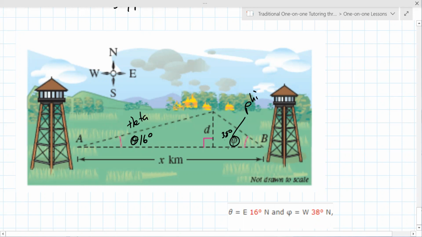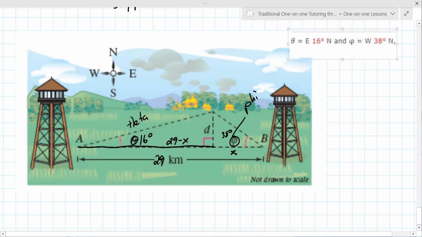Okay. They're 29 kilometers apart. So actually the mistake here, you've got to pick one of these as X and the other as 29 minus X. So let's call this one X. And then this other length from A to this midpoint is 29 minus X. That's the key part of this problem. To find the distance here, we're going to have to write two equations, one for each triangle.